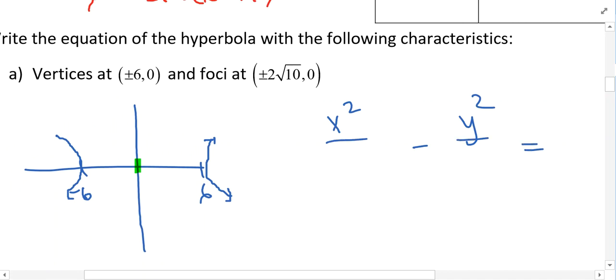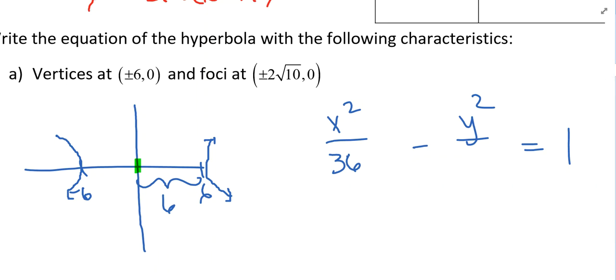Now I just need to fill in the denominators. I'm going to have equals 1 on the other side. Now I'm headed from my center to 6, so this distance here is 6, which means my denominator will be 6 squared, or 36. I put it under the x because it's how far I'm traveling left and right.